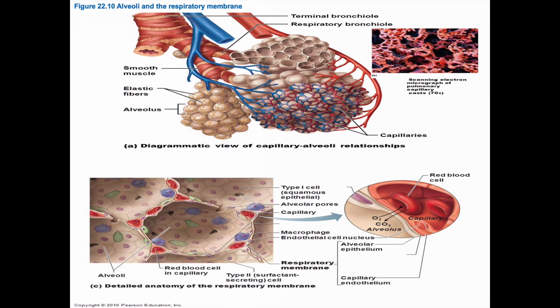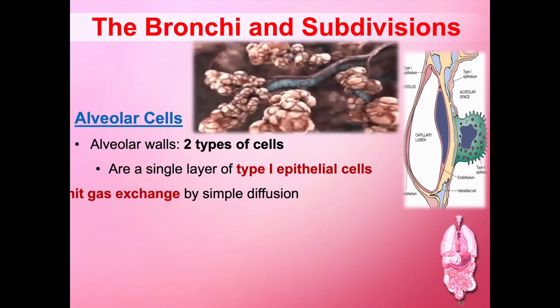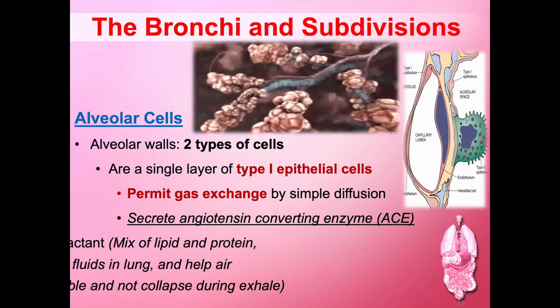Okay, so this is the place, the alveolar sacs, where the capillary oxygen exchange is taking place. The carbon dioxide from the hemoglobin comes to the alveolar sac, and the oxygen from the alveolar sac is picked up by the RBC and taken to the body. Then let's go to the bronchi and the subdivisions.